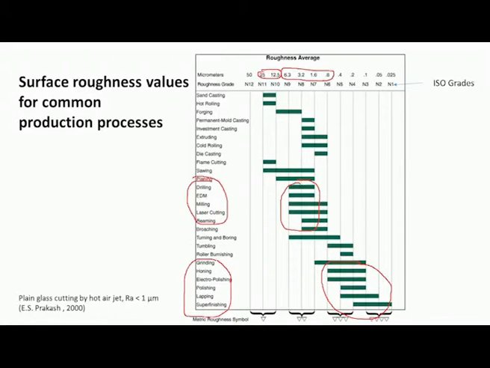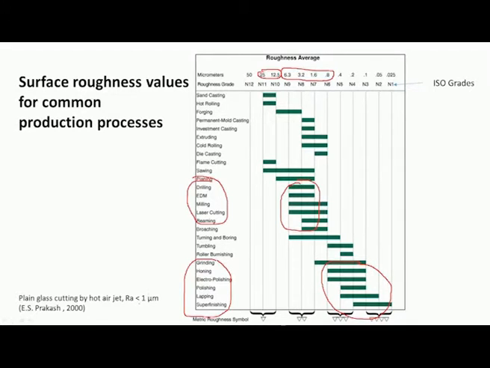Now, recently some newer machining processes have come up, and one such thing is plain glass cutting by hot air jet. The hot air jet was used to cut plain glass plates. There are other methods like laser cutting, water jet cutting, and diamond cutting, which is most commonly used, but they provide a very rough surface, whereas hot air jet cutting is able to give a very fine finish of 0.3 micrometer RA to 0.8 micrometer RA.